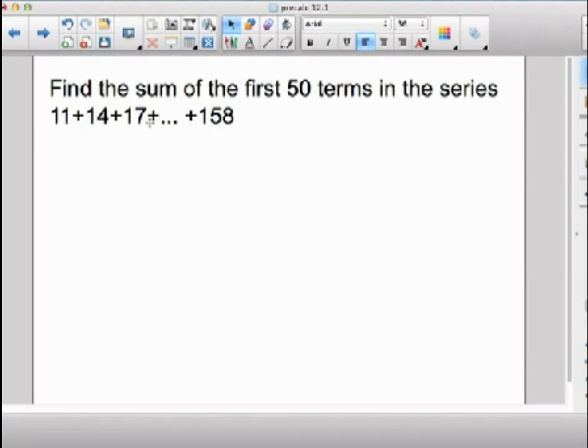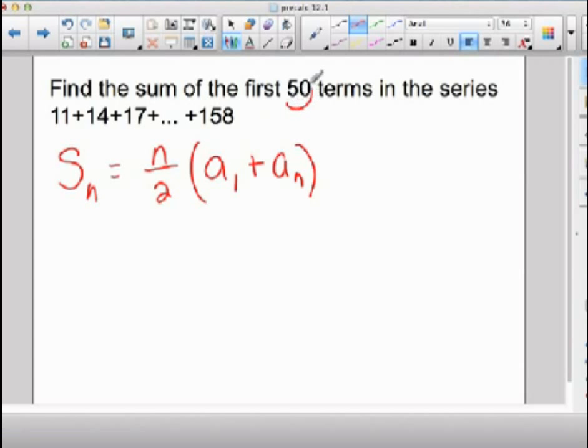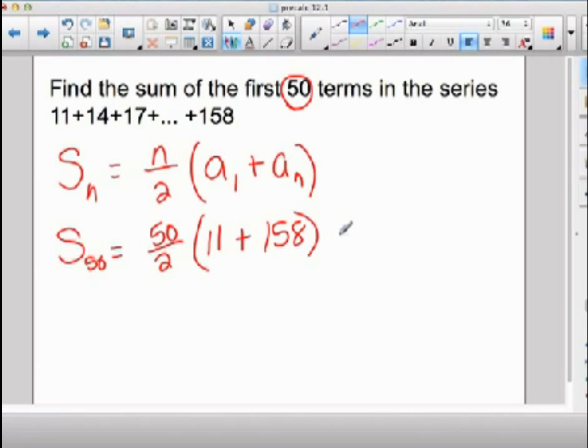Now we're on to series. So find the sum of the first 50 terms in the series 11 plus 14 and so on plus 158. The equation for a sum is S sub n is equal to n over 2 times the first term plus the last term. So if we're looking for 50 terms, the sum of the first 50 terms is equal to 50 over 2 times the first term plus the last term. And that gives us 4,225, because you add those first and then multiply it by 25.